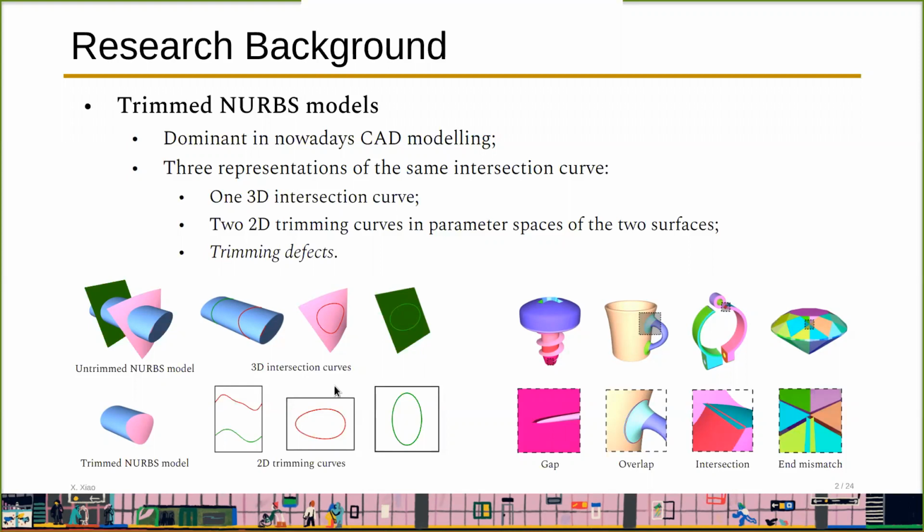In general, these three different representations do not match each other in 3D space, which leads to trimming defects such as gaps, overlaps, intersections, and end mismatches between trimmed surfaces. So a NURBS mesher has to deal with these defects to generate a valid surface or volume mesh.